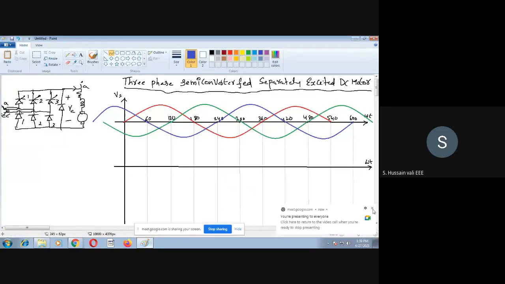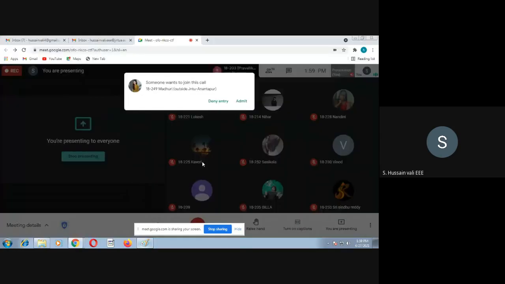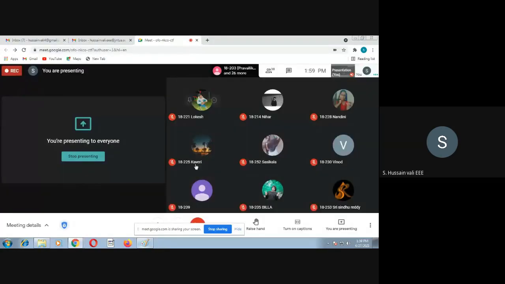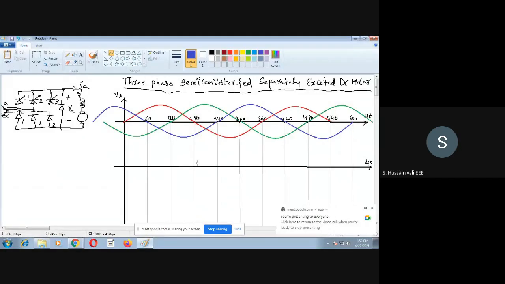So I have drawn here the three phase voltage waveforms. RGB is the phase sequence here. I will write here the phase sequence is RGB. See, ABC he has given. You can take it as ABC only. So this is A, this is B, this is C. You can take like this, or you can take RGB also. No problem. There is no problem here.